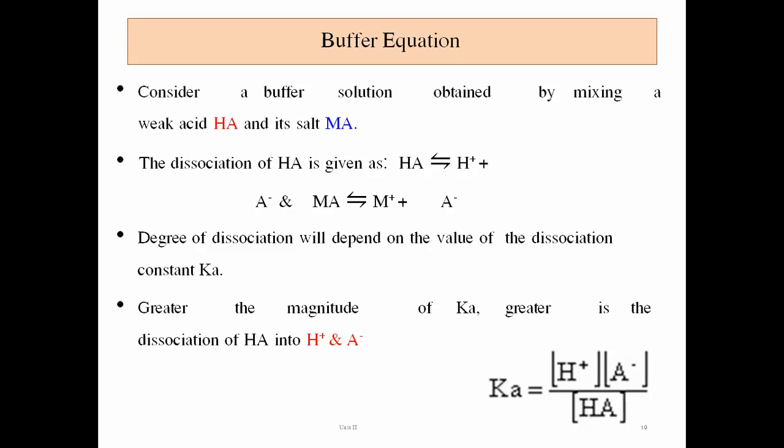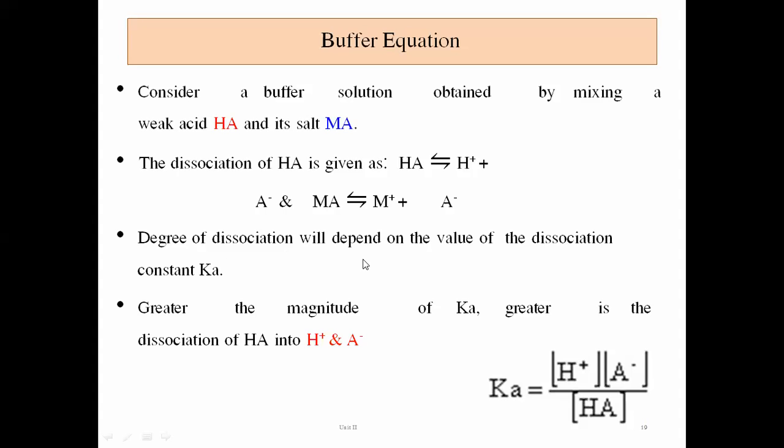Now we are moving towards discussing the buffer equation. For this equation, we are going to take a mixture of a weak acid and its salt. The dissociation of the weak acid, HA, can be written as HA = H+ + A- ion, and the dissociation of the salt, MA, can be written as M+ + A- ion. These are the dissociation products of the weak acid and its salt.